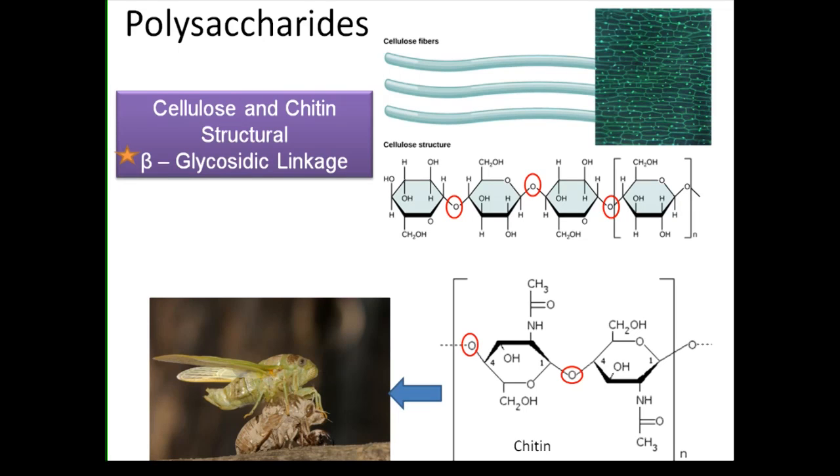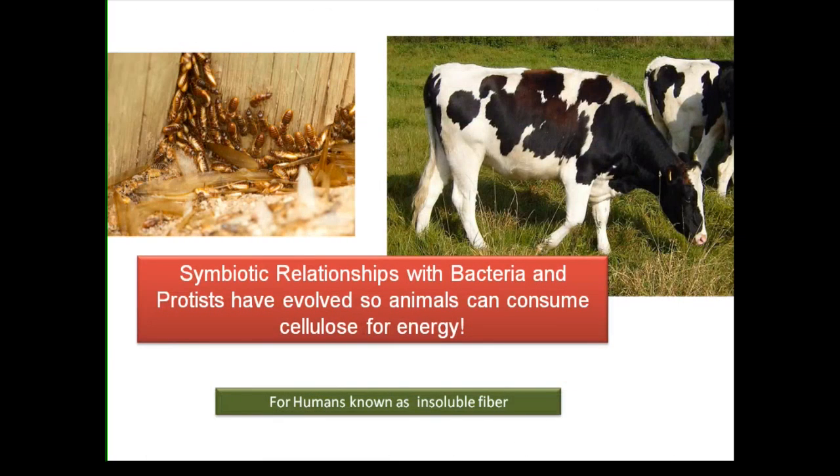Cellulose, on the other hand, is just beta isomers of glucose. And I want you to notice that every other glucose is upside down in order to form that glycosidic linkage. Animals do not have the enzymes to break this down for energy. Certain organisms have developed symbiotic relationships with bacteria and protists so that they can extract the energy found in the carbon-carbon bonds of cellulose.